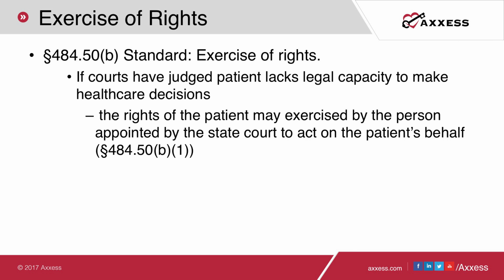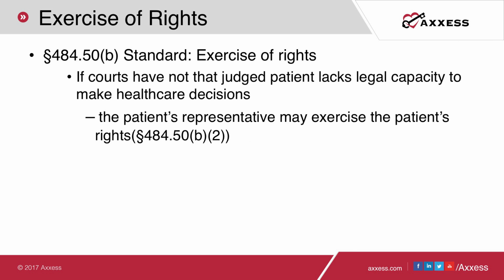Okay, and just to review, at 484.50(b), 1. If the courts have judged the patient lacks legal capacity to make healthcare decisions, the rights of the patient may be exercised by the person appointed by the state court to act on the patient's behalf. The second bullet point that we have here, if the courts have not judged that the patient lacks legal capacity to make healthcare decisions, then anyone chosen by the patient can exercise the patient's rights in accordance with the patient's preferences.